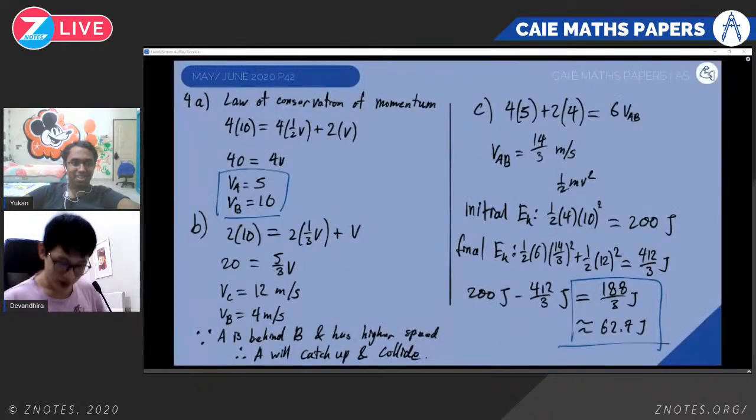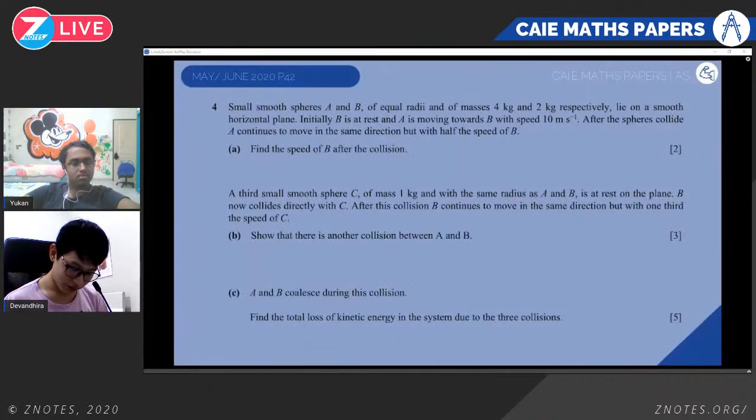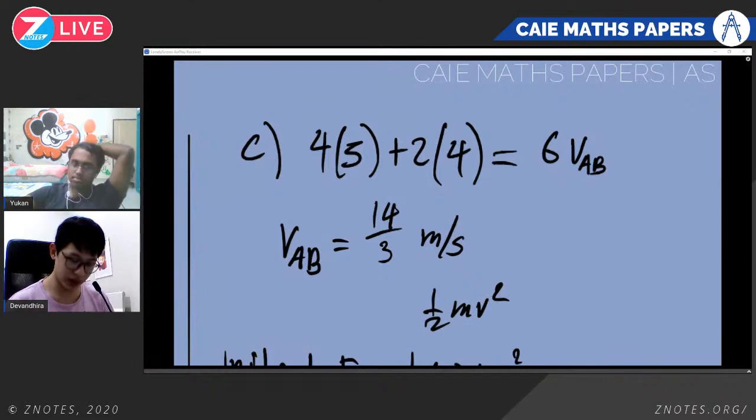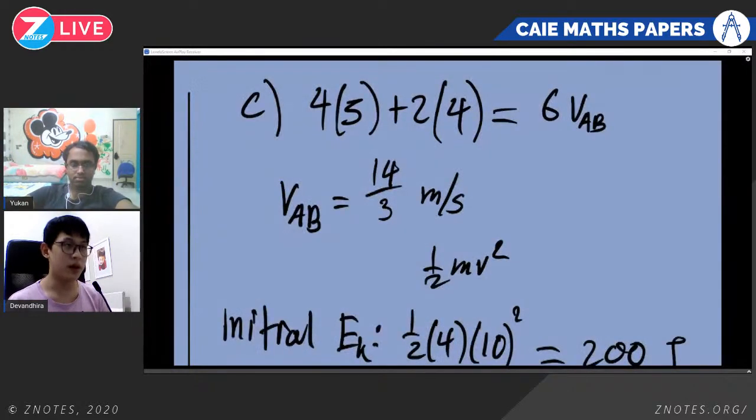When they stick, we have to consider that the masses are together. So right here, we have the momentum of A, 4 kg times 5 meters per second, plus the momentum of B itself when they're separated. Since they coalesce, our total mass would be 4 plus 2, which is 6, multiplied by their speed together, V of AB. We can just solve this: divide by 6 on both sides, and you get 14/3 meters per second. But that's not what we're looking for.